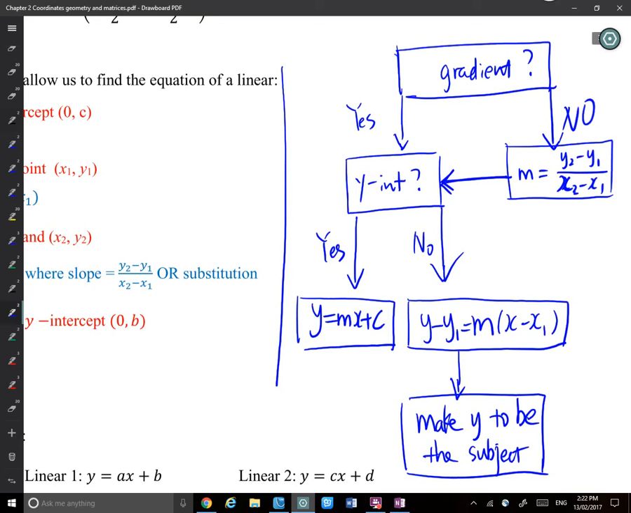Okay, so what we know from a linear, we know 2 points and we can know 3 pieces of information. We know the gradient, the length, and the midpoint. By the gradient, we also know that's tangent theta. By knowing the gradient, we can know the angle formed by the linear and the x-axis. Okay, we will have questions similar to that. We will see questions later.